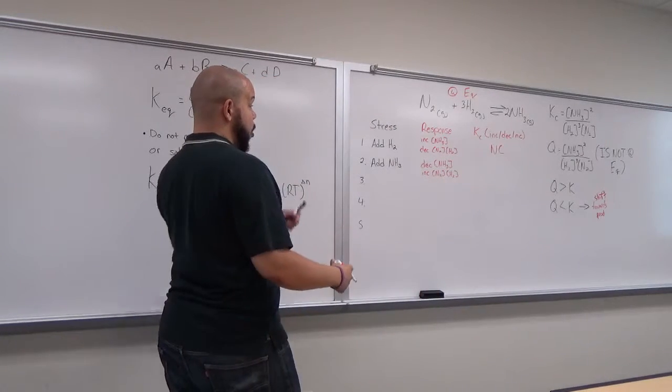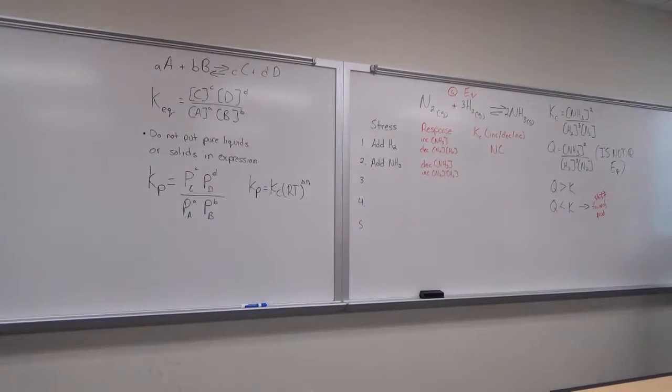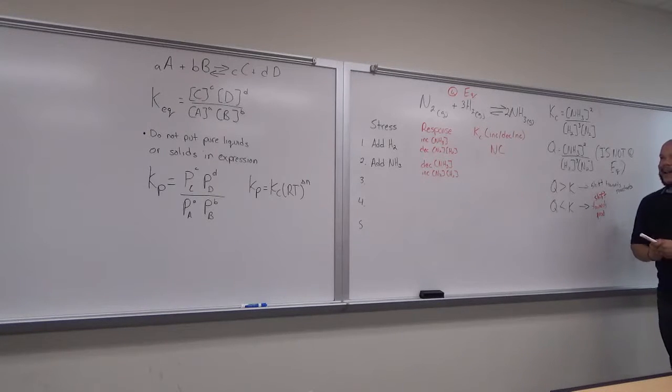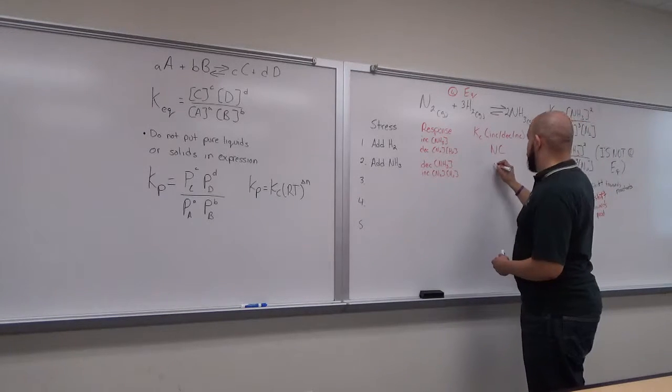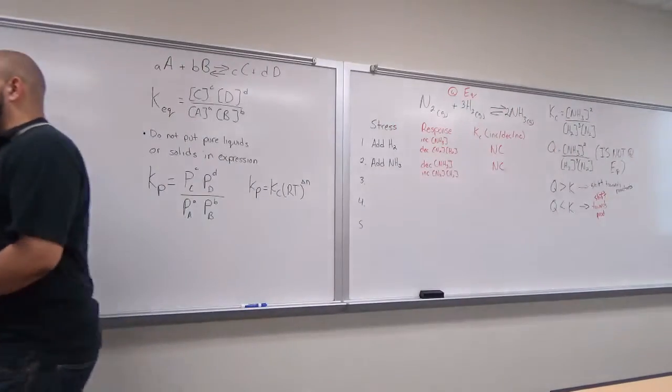Hopefully we see that. Again, why? Because if we add NH3, Q is now larger than K. So we get a shift towards reactants. And the shift towards reactants gives us an increase in N2 and H2, and we still see no change in KEQ once equilibrium is reestablished. No change.